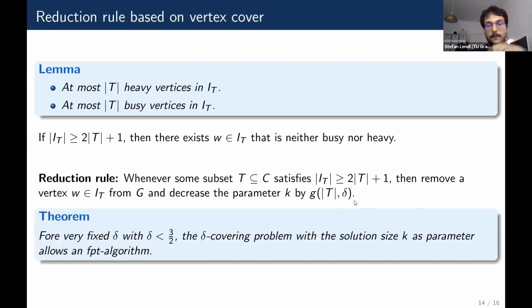And after this process ends, we know we have an instance that is bounded by the size of the parameter. So we have a kernel. And there we can solve the problem. And this gives basically the fixed parameter tractable algorithm for the case delta strictly less than 3/2.